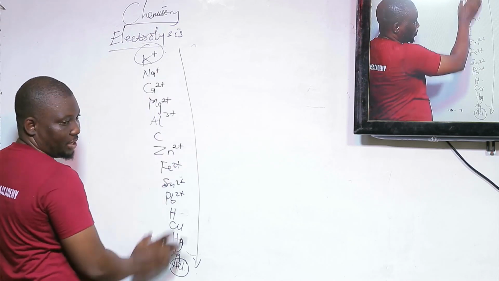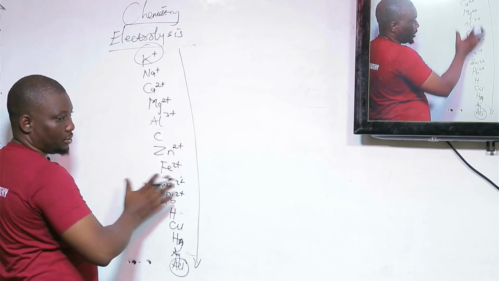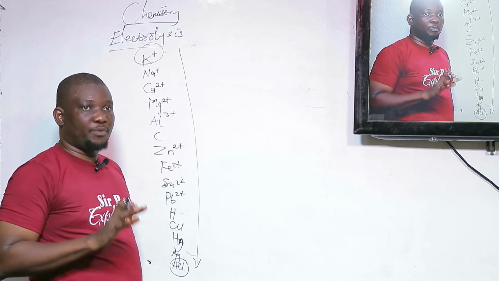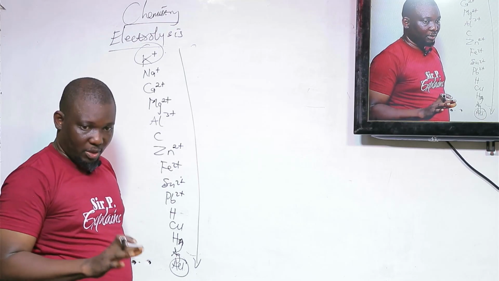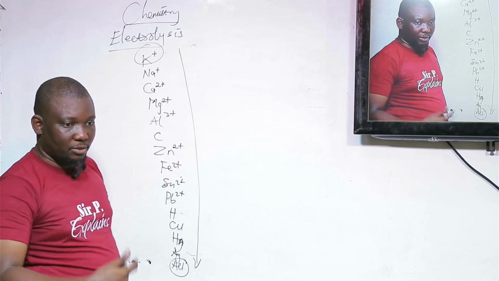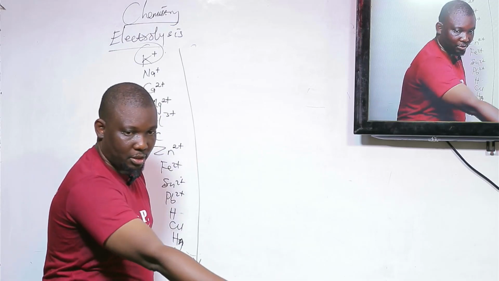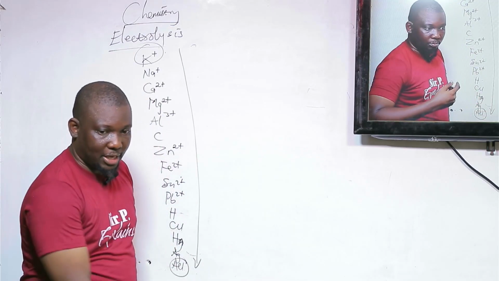But contrary to what we have here, suppose you have competing ions. You know what I mean by competing ions? We have two ions that are to discharge at one particular electrode. We have two similar ions.